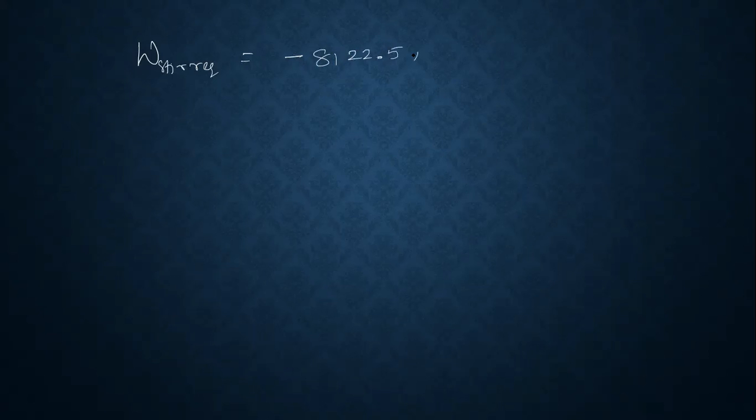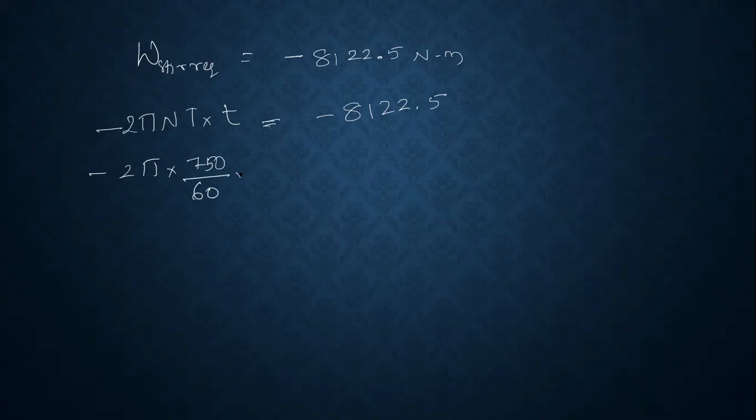8122.5 Newton meter. Now for the stirrer work, you know that it is minus 2 pi n T into t. Here 2 pi n T will give you power, but multiplied by time it will give you work, in terms of joule. Minus 8122.5. Therefore minus 2 pi n, where n is 750 revolutions per minute. I will convert into seconds.